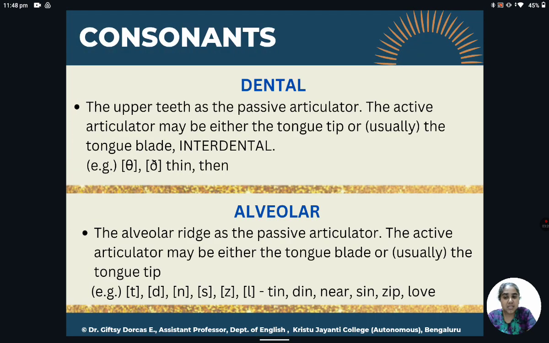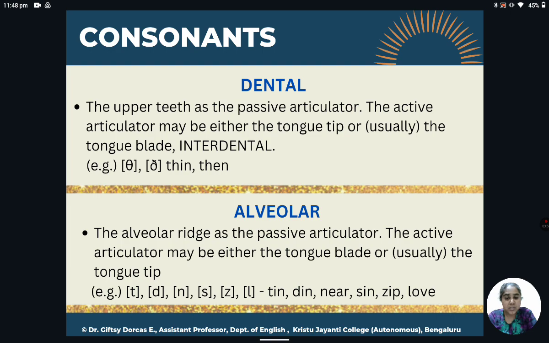The next type of sound is the dental sound. The dental sounds are produced with the upper teeth as the passive articulator, and the active articulator might either be the tongue tip or the tongue blade. It is also called interdental. Sounds like th, as in thin, then. So the th sounds are dental sounds.